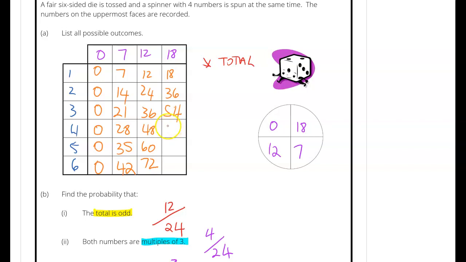Not 68, no. 72. Quick way of adding 18: add 20, take 2. So next one is 90 and the next one is 108.